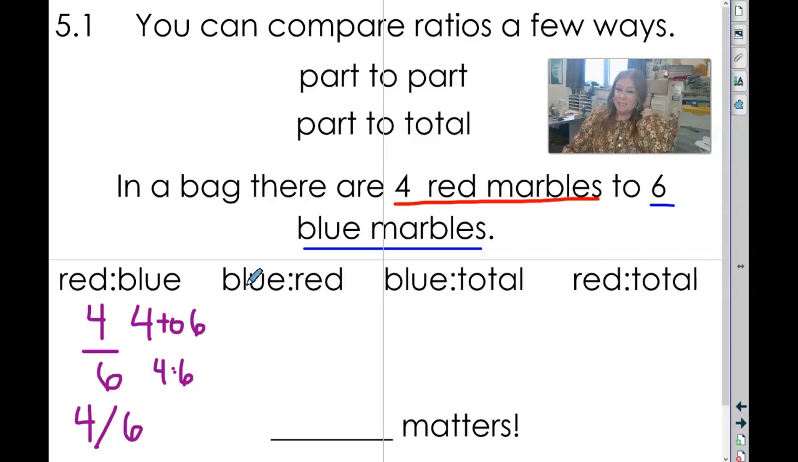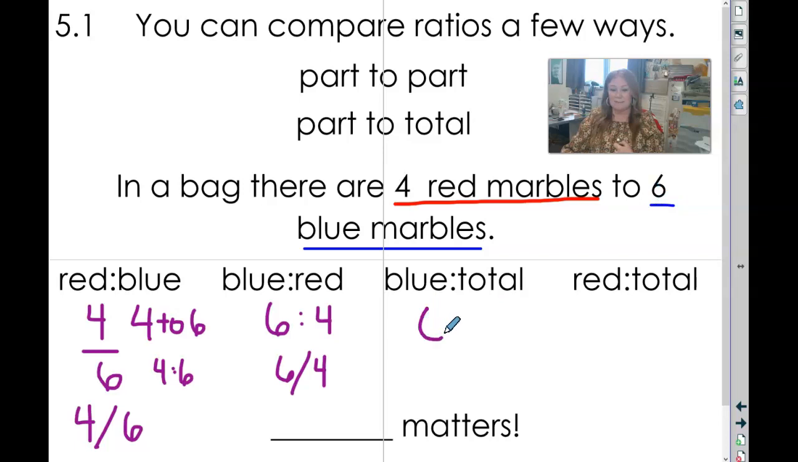This time it wants us to compare the blue ones first. How many are blue? Well, 6 are blue. How many are red? That comes second. There are 4 that are red. I could write it as a fraction: 6 compared to 4. This time we want blue first.